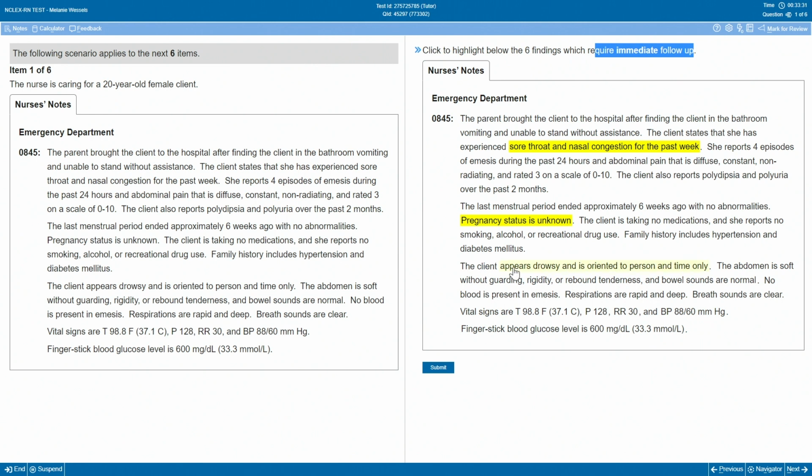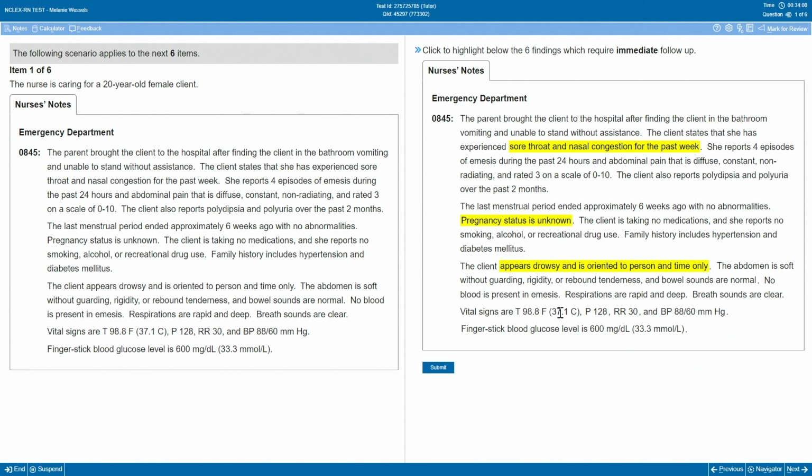Scroll through, see what else we've got. Definitely the orientation here is an issue. She's drowsy. She's not her normal mental status. So we definitely want to follow up on that immediately. Abdominal findings. Okay, the abdomen is soft, but no guarding and no rigidity, which is great. Normal bowel sounds. Probably don't need to follow up on that right this second. No blood in emesis. Respirations are rapid and deep.